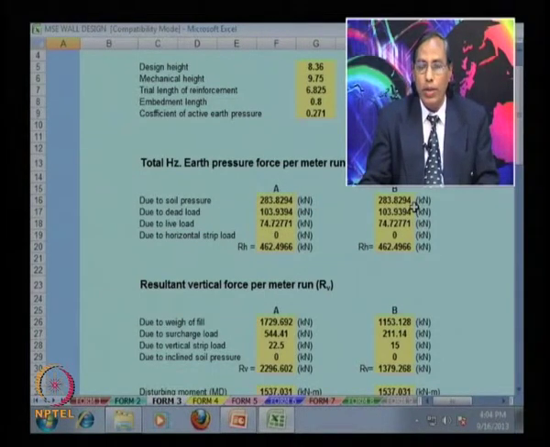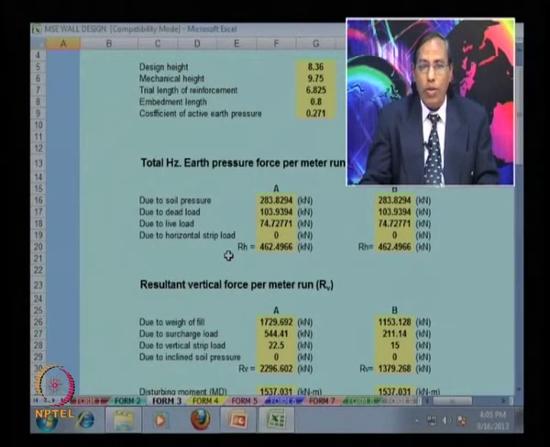Similarly for soil B, 1.5. Sometimes this gives a different factor of safety value for combined load A as well as combined load B. Similarly for the dead load, you can have 103.9394 for A, and for B 103.9394. And due to the live load, this is 74.727. That is, live load is K into Q into H, and you also have to multiply that factor of safety for A 1.5, similarly for B also 1.5.